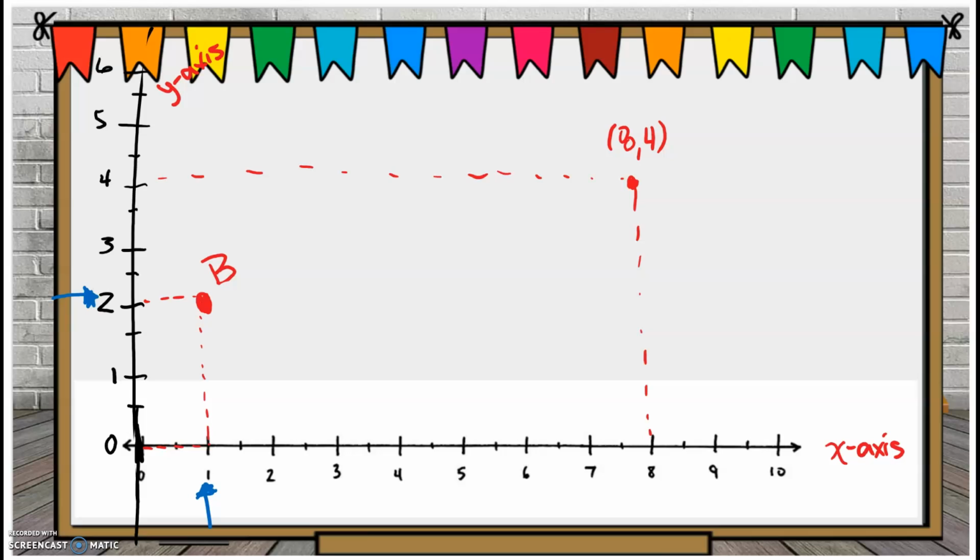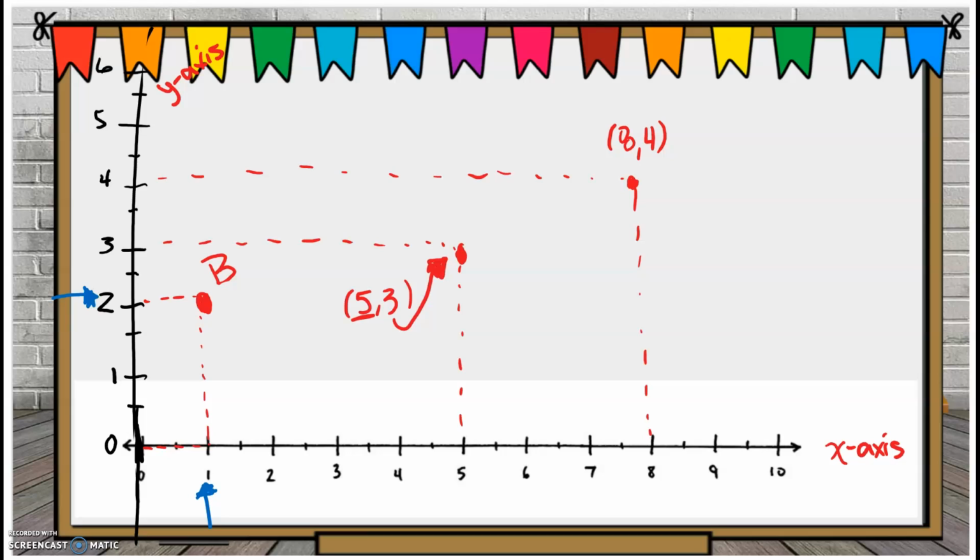What if I wanted to find the point 5, 3? I would go, 5 is my x, so I'm going to go to the right 5. Then I'm going to go up 3 to show the point 5, 3. I'm going to just draw a little arrow right there.